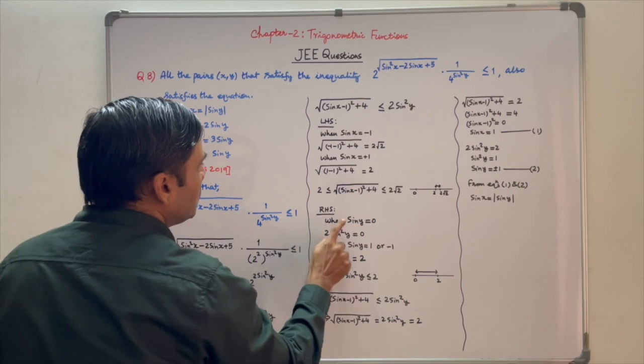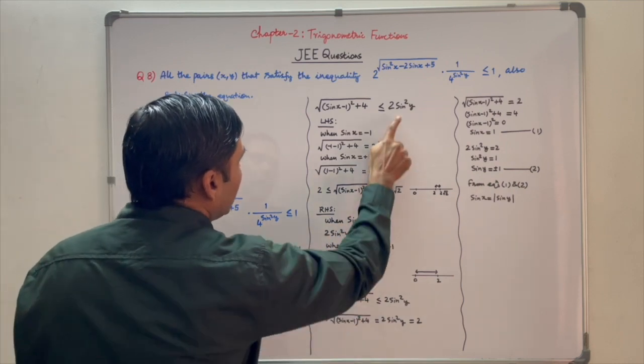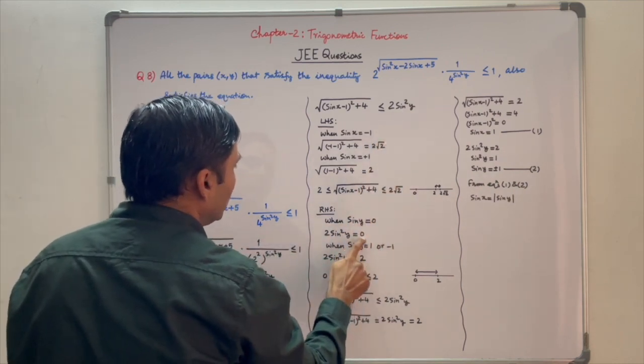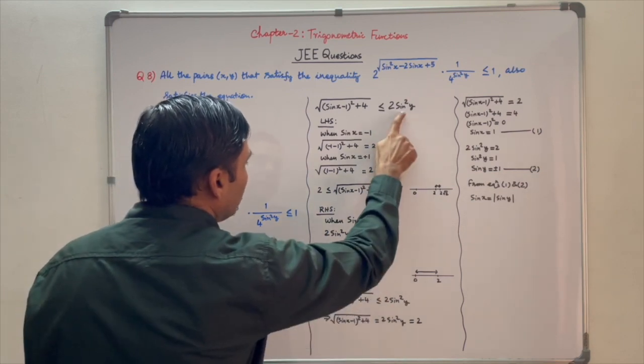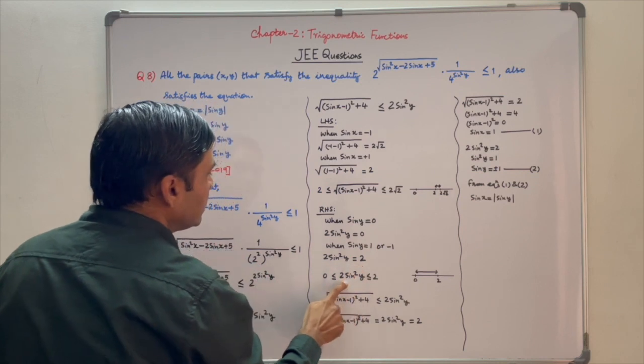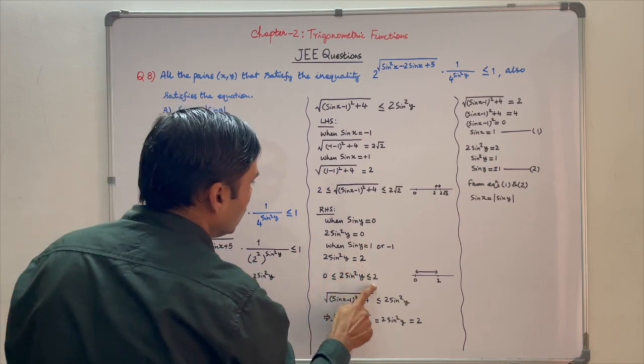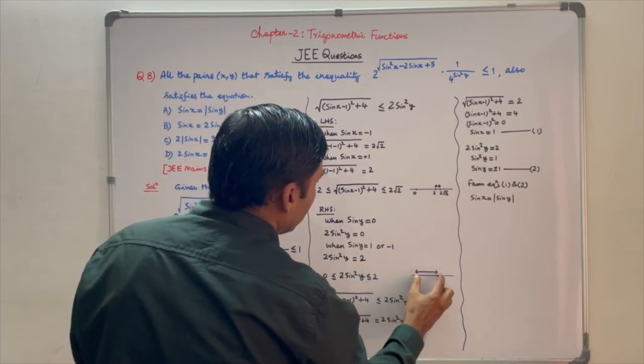Now RHS. When sin y is equal to 0, RHS will have value 0. And when sin y is equal to plus 1 or minus 1, RHS will have value 2. So RHS lies between 0 and 2. This is shown on the number line.